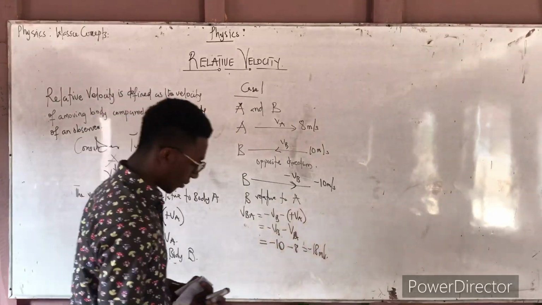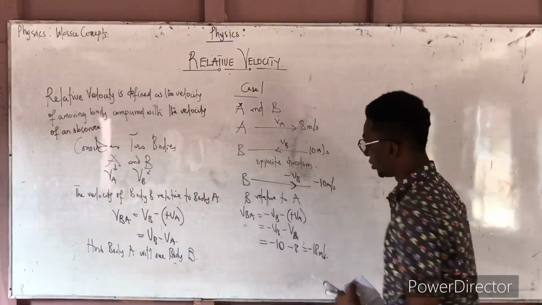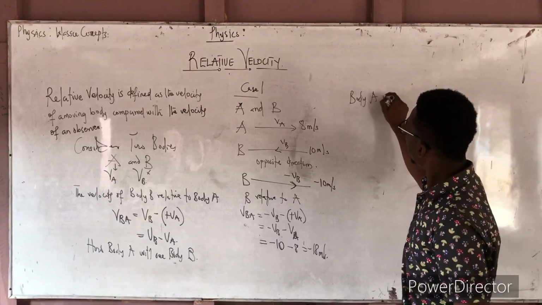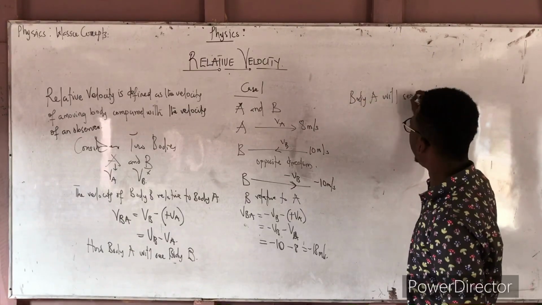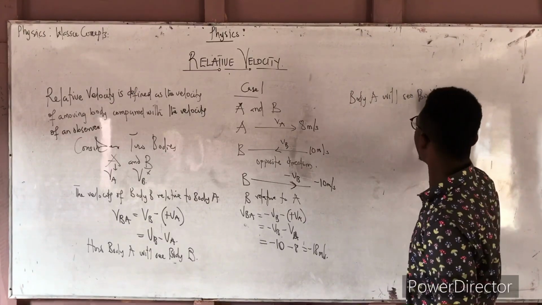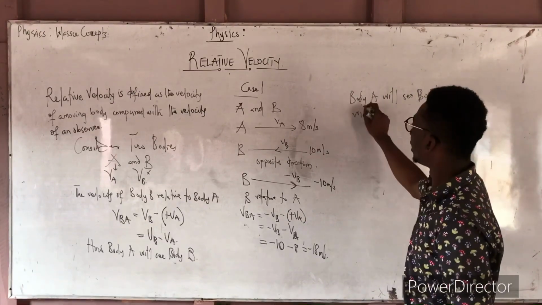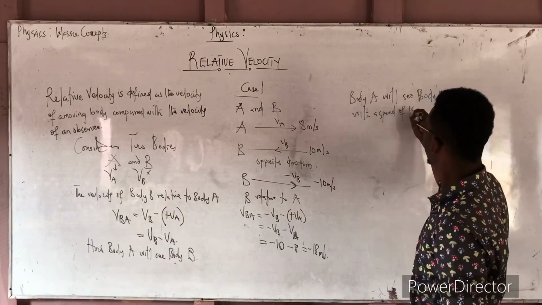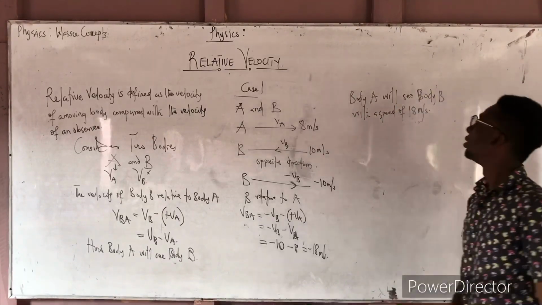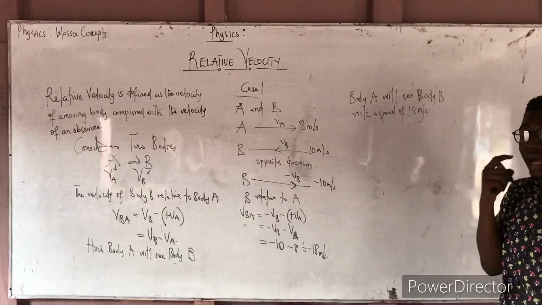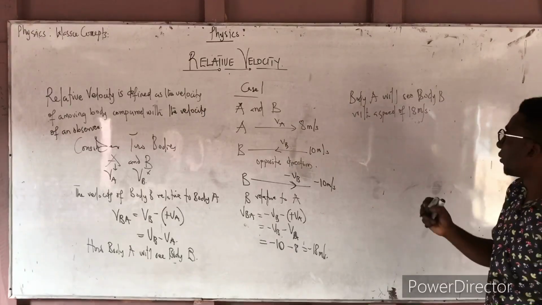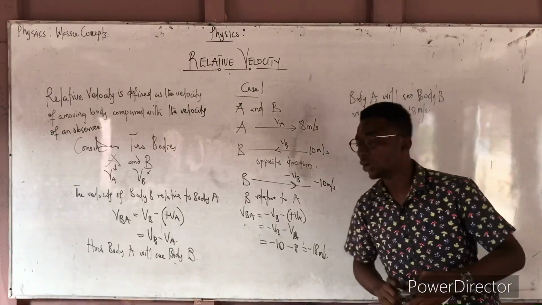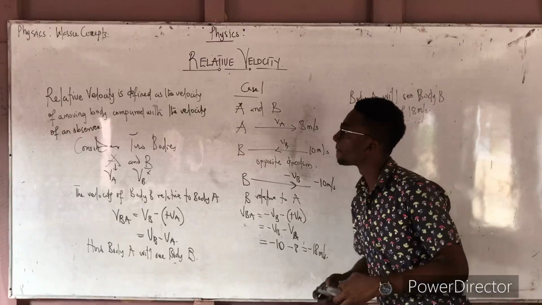So what this means is that body A will see body B with a speed of 18 meters per second, in the opposite direction. Let's take one example and see how we can deal with it.